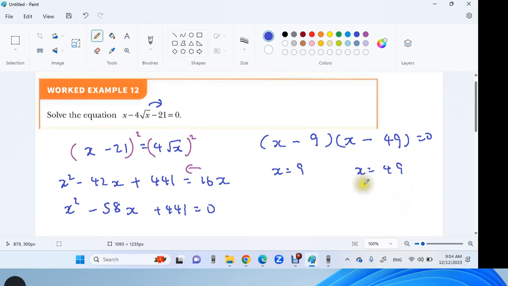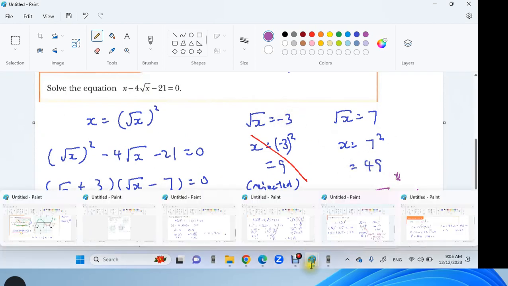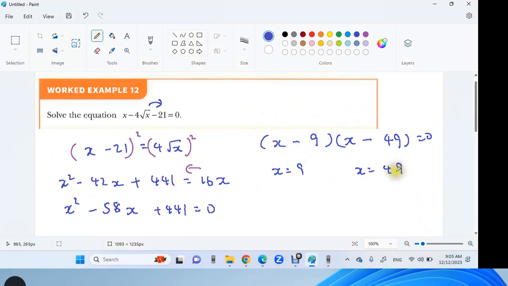So for this method, there is one weakness. That is, you can't easily detect the root that you have to reject. Because just now we could straight away see square root x equal to negative 3. This is not logical, so this one we for sure reject. Then we have one answer only, 49. But for this one, x equal to 9 and x equal to 49, then you will stop. But what you need to do is check your final answer if you do it this way.